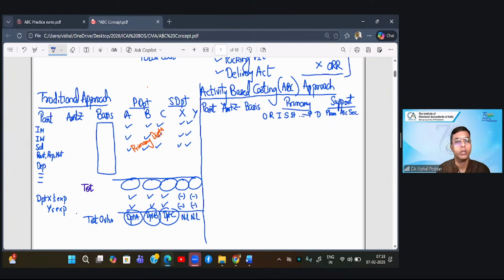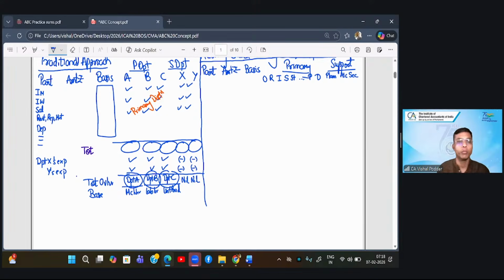Then what we did was we selected a suitable base. So here it is machine hours of this department. Here it is labor hours of this department. Here it is units produced. And then dividing both of them, we used to get our ORR. So here your ORR was, let us say, 12.5 per machine hour.